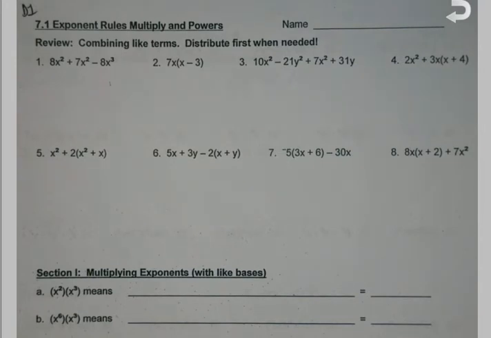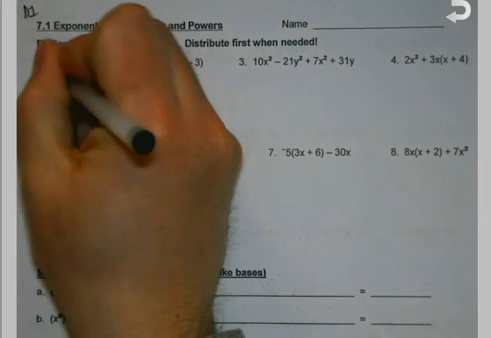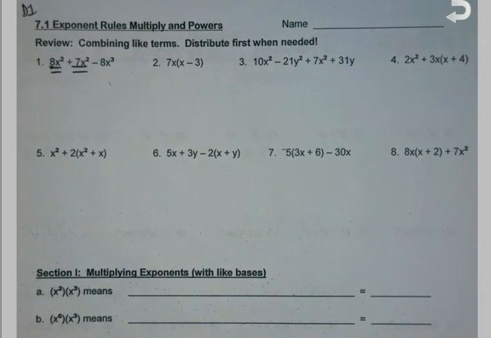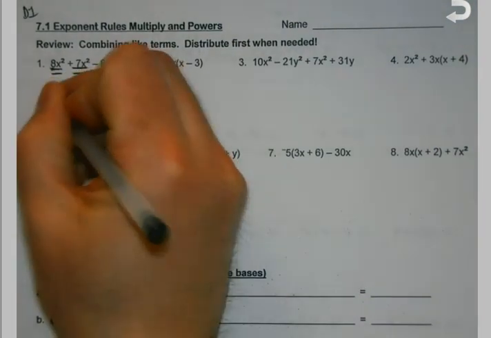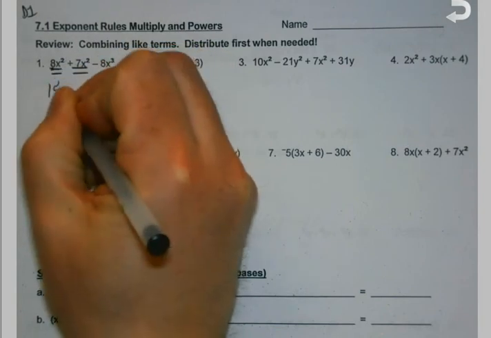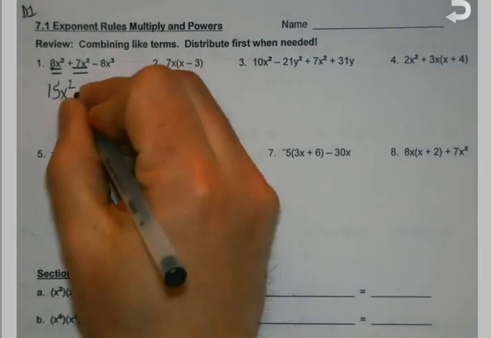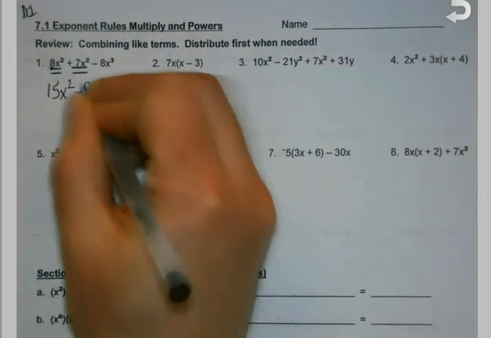Do we have any terms that are alike in number one that I could put together? Which ones? 8x squared and 7x squared. They have the same exponent. So when I do that, I add the numbers in front together, but I don't mess with the exponents ever. We only do that when we're multiplying or dividing. And there's no other 8x to the third, so we can just leave that one there.